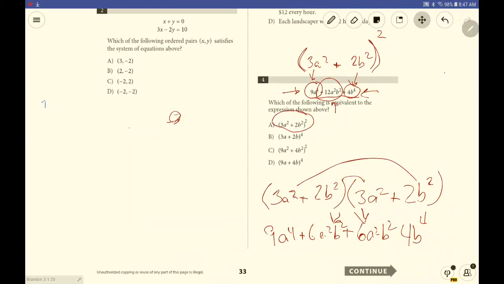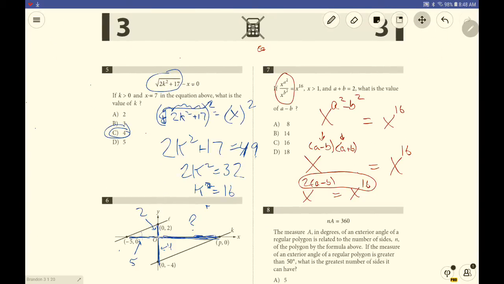So starting here with problem number 4, section 3, we look at that expression and see that the first and the last term are perfect squares. And so we're just going to check to see if maybe it is a perfect square, which it is, (3a squared plus 2b squared), the quantity squared.